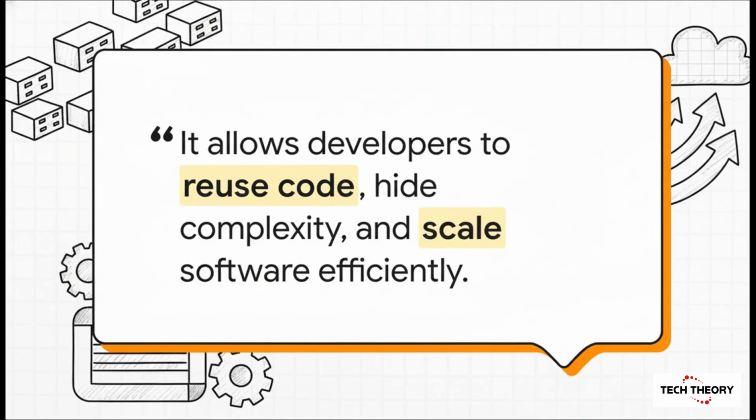OOP is fundamentally a system for taming complexity. Just like the quote says, it's all about reusing code, hiding the complicated bits, and being able to scale things up efficiently. It's what allows huge teams of developers to work on small, reliable pieces that can then be assembled into the massive, powerful applications that define our world today.